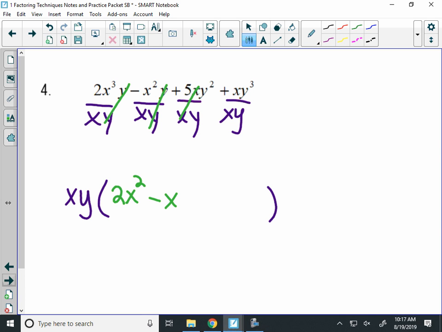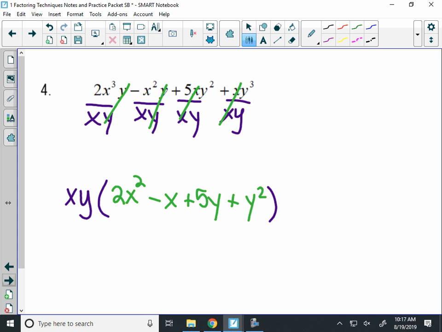This one, the x's go away, so you'll have plus 5y, and the x's go away here, plus y squared. That's it. Easy, greatest common factor. By itself is not hard, especially when I'm isolating and saying, pull out the greatest common factor.